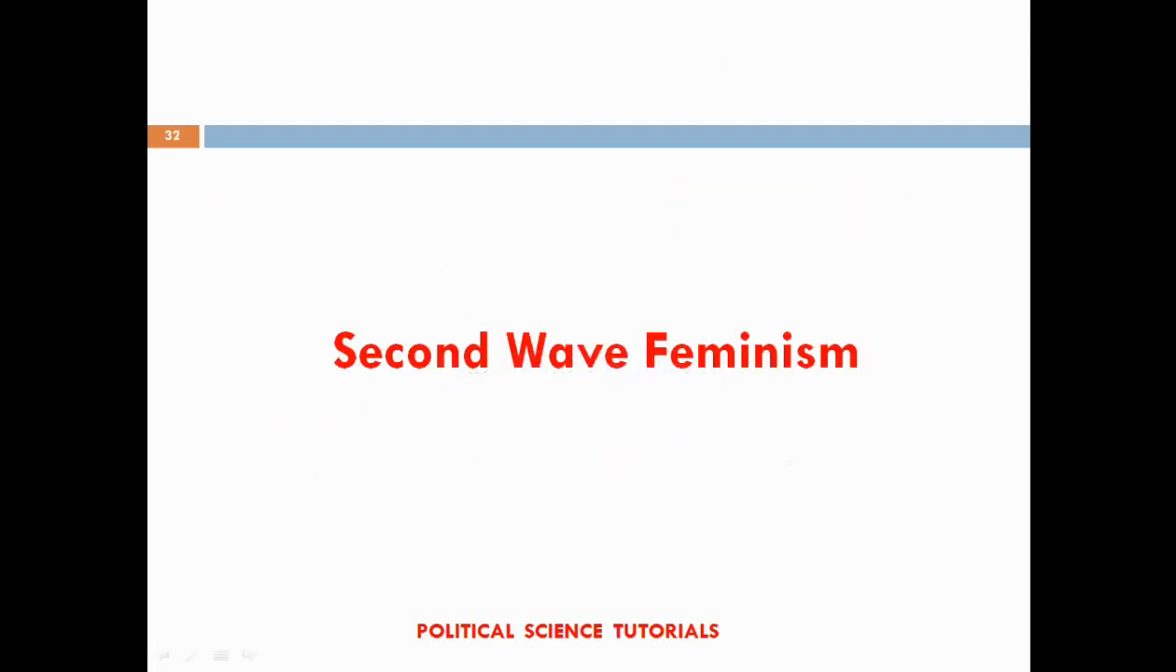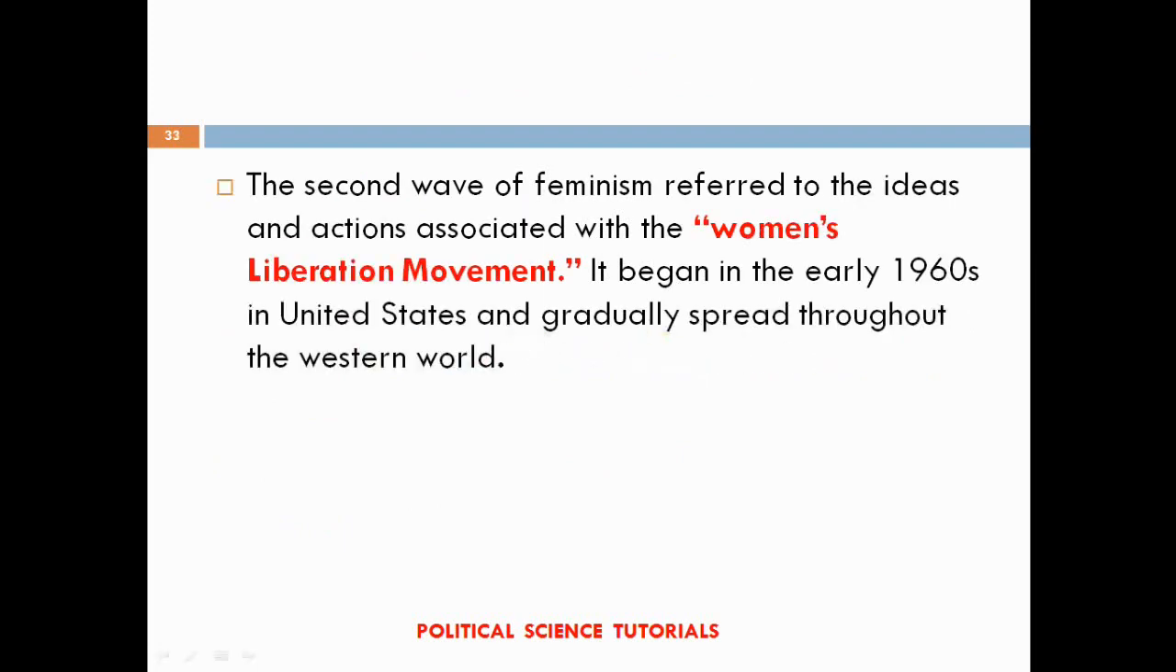Second wave began in the early 1960s. After a long gap due to various reasons, the movement slowed down. It began in the United States again and gradually spread throughout the Western world. The second wave of feminism referred to the ideas and actions associated with the women's liberation movement.